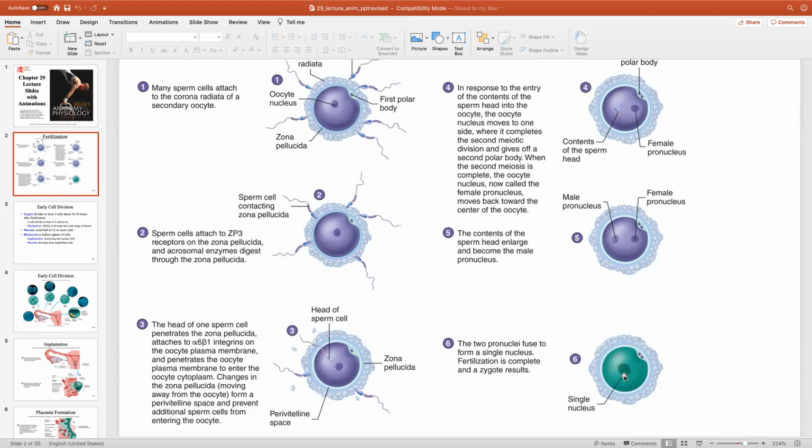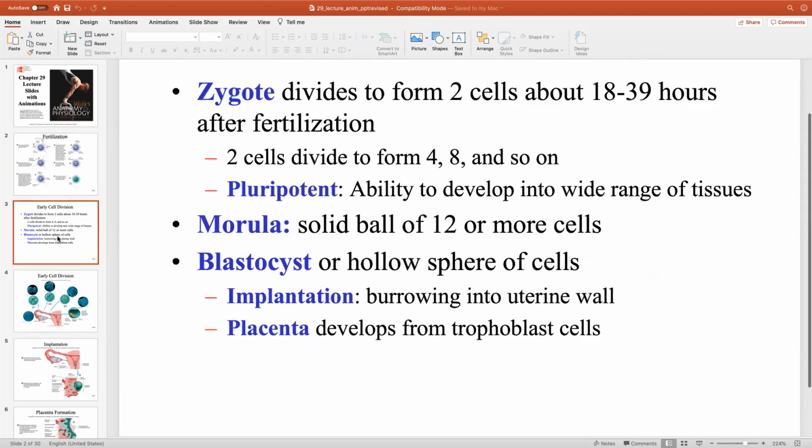Now they fuse, now you have 2 sets of 23. Makes 46, right? Exactly. Remember, it's not 46 different chromosomes. It's 23, but you have two sets, one from each parent.